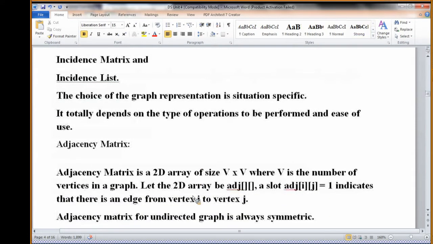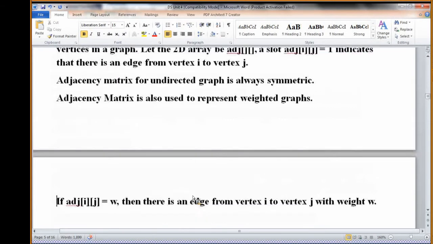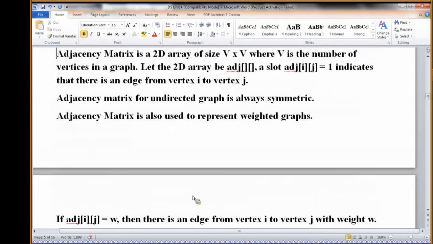The choice of the graph representation is situation specific. That means it totally depends on the type of operation to be performed and ease of use. Whether you want to use an adjacency matrix, an adjacency list, an incidence matrix or an incidence list, all these depend on the number of operations. If more or complex operations are there, we will check whether it is possible if you use the adjacency matrix. So it is mainly situation specific. There is no rule that you have to use only this method.